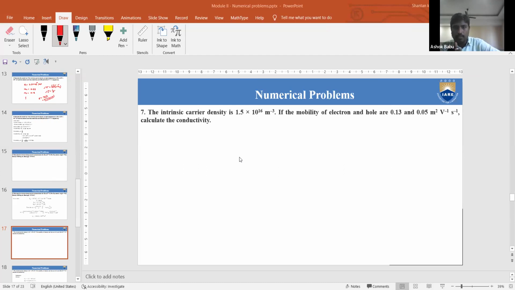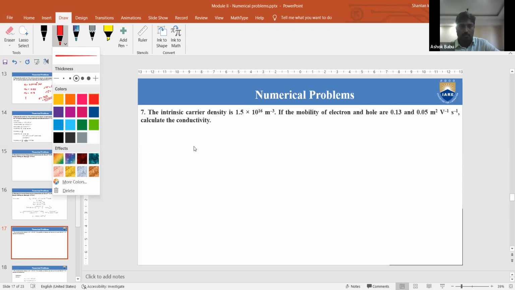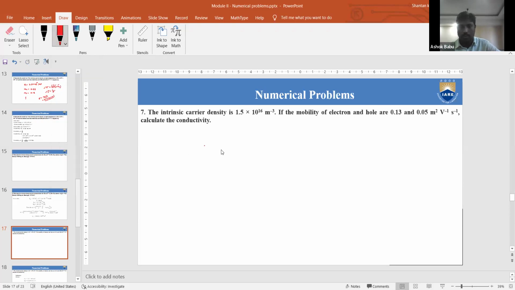The intrinsic carrier density. What is the formula here? Sigma equals n into E into mu. Formula for electrical conductivity: sigma equals intrinsic carrier concentration into charge of the electron into mobility of electron and mobility of hole, mu e and mu h. Okay, use that formula and try to find the seventh one.